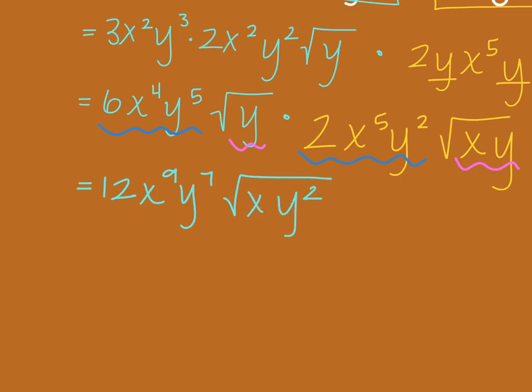Now I know this y squared can come out. So now I'm going to add it to my already established y to the 7th. So it's going to equal 12 x to the 9th y to the 8th square root x.